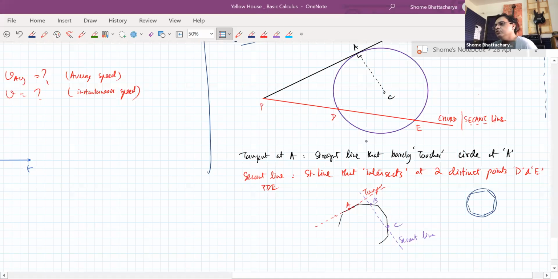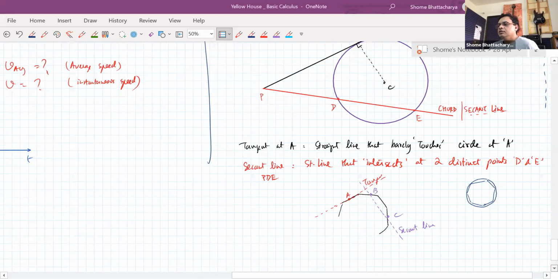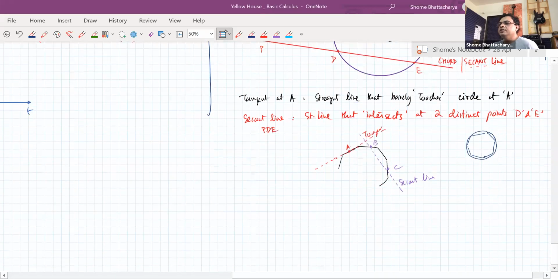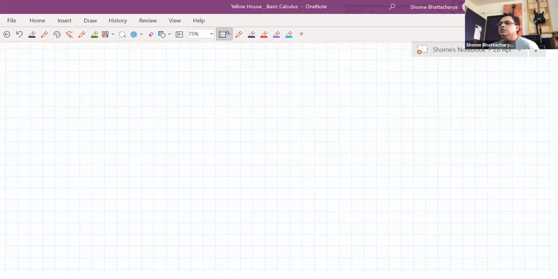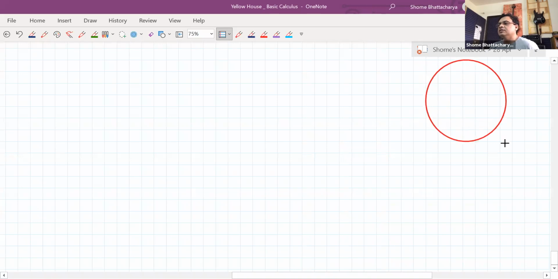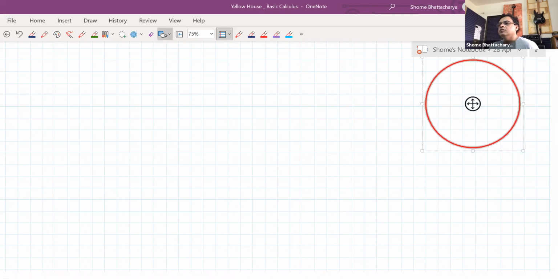See, for example, a square is nothing but a four-sided polygon which is inscribed inside a circle. Like that, a pentagon is 5-sided, a hexagon is 6-sided. So what I'm saying now, just imagine any general n-sided regular polygon inscribed inside a circle.